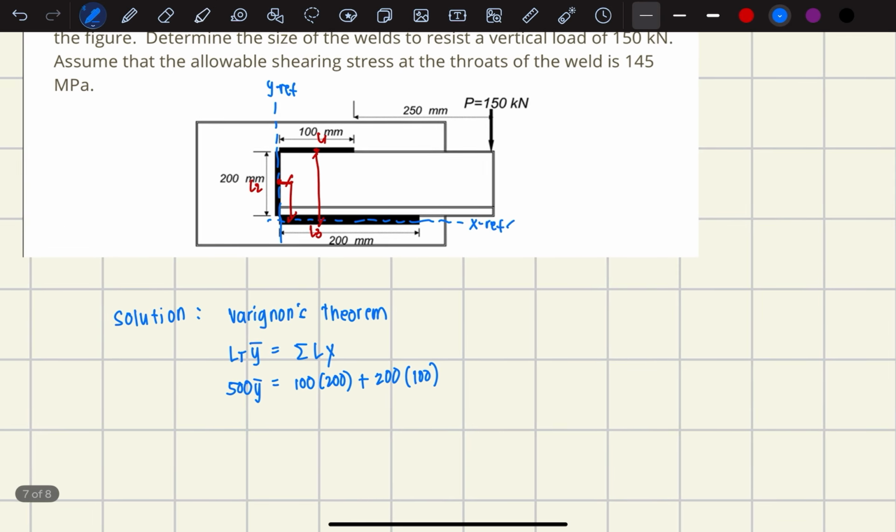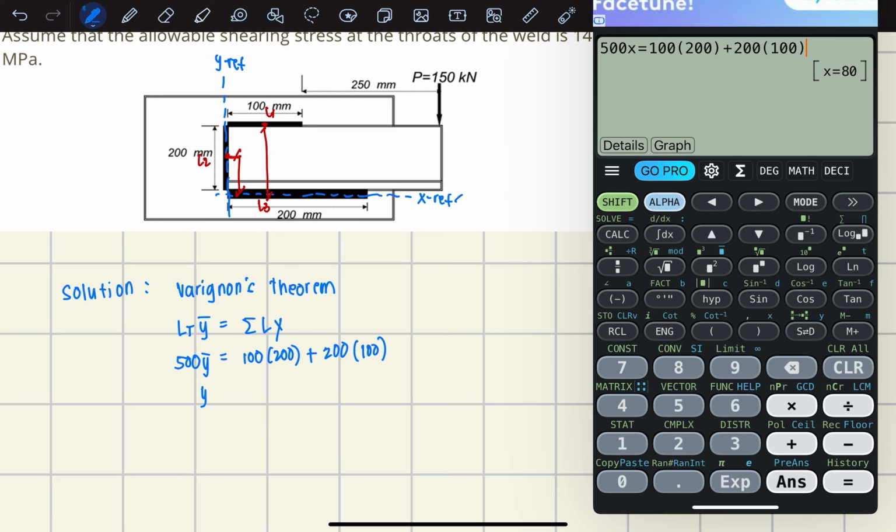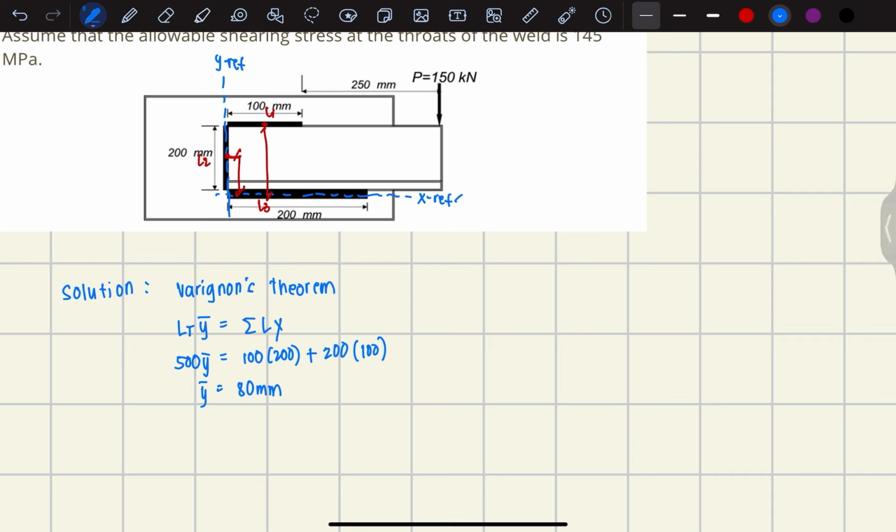So, compute natin yung Y bar, 500. So, 80 yung Y bar. 80 mm.